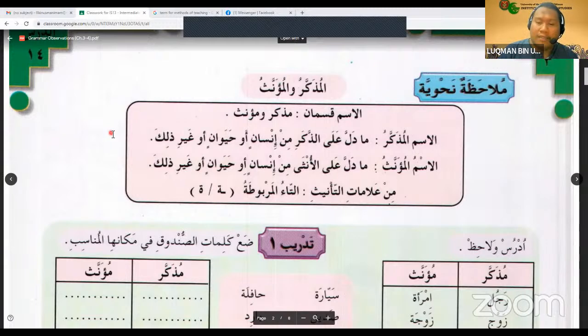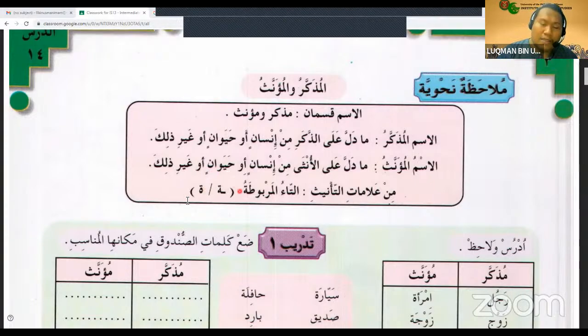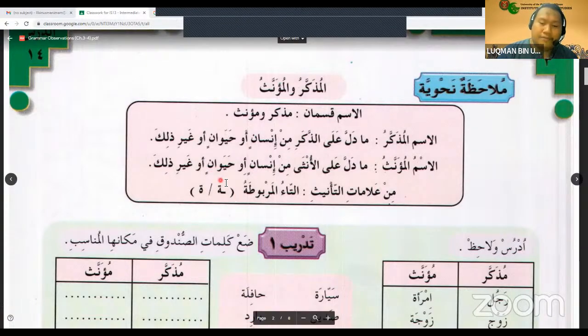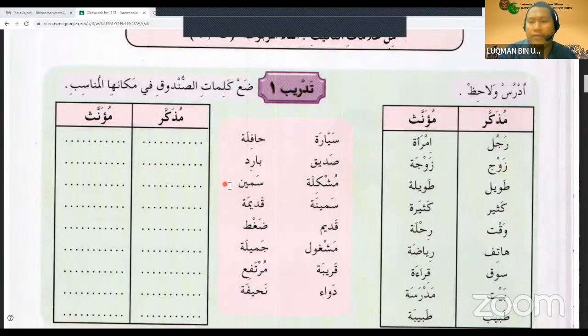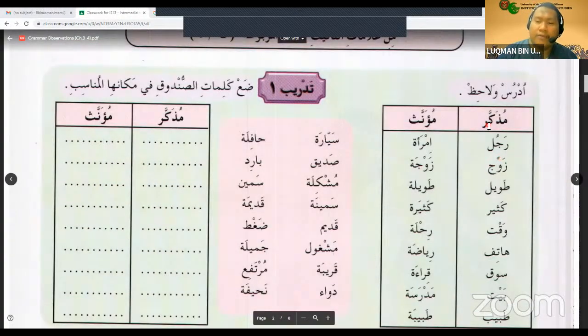So min alamat at-ta'nith at-ta al-marbuta. So amongst the signs of feminine nouns is the ta marbuta. So if a word ends with a ta marbuta, it is usually feminine. So these are the ta marbuta. Okay. Udrus wala hilb. Study and observe.